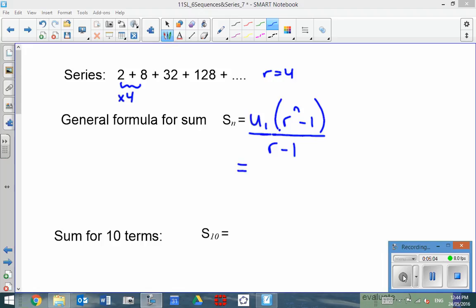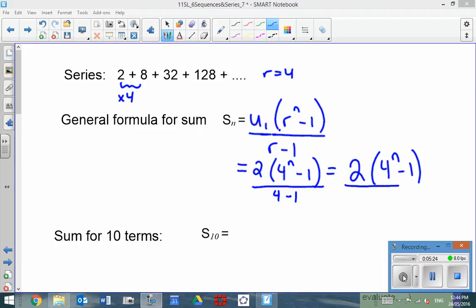U sub 1 is our 2. Your ratio is 4, so 4 to the n minus 1. And then in my denominator, I have my ratio, so 4 minus 1. All right? So I can clean that up just a little bit. So 2, 4 to the n minus 1 in brackets, and then 3 as my denominator. So now I'm ready to go ahead and find, because this is the series sum for any amount of terms.